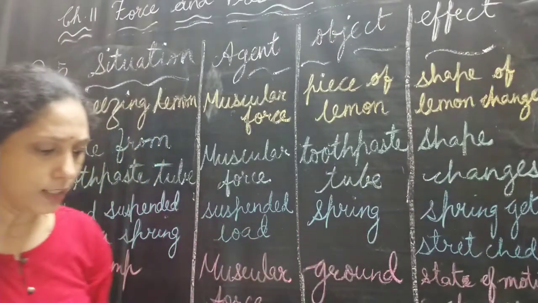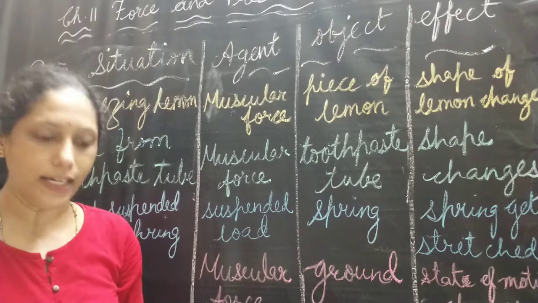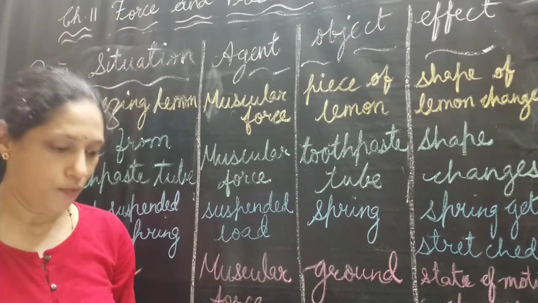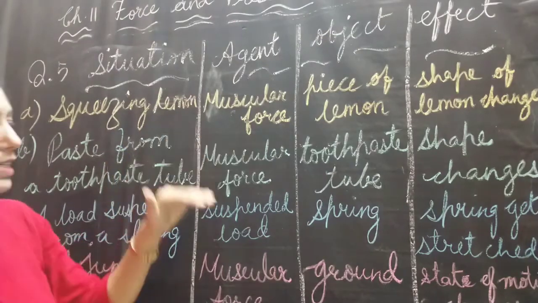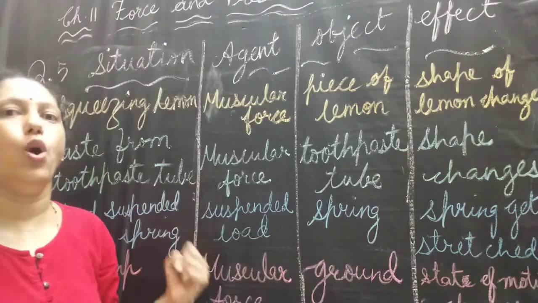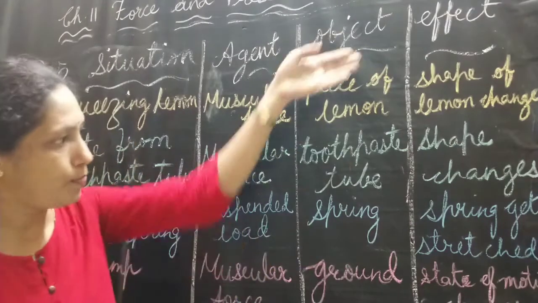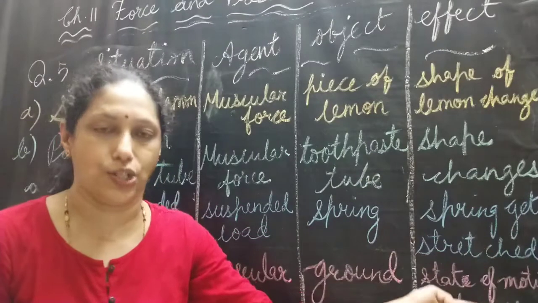Third situation is a load suspended from a spring while its other end is on a hook fixed to a wall. In this situation, the agent is the suspended load, which is applying force on the spring. And so the object is the spring and the effect is the spring gets stretched.